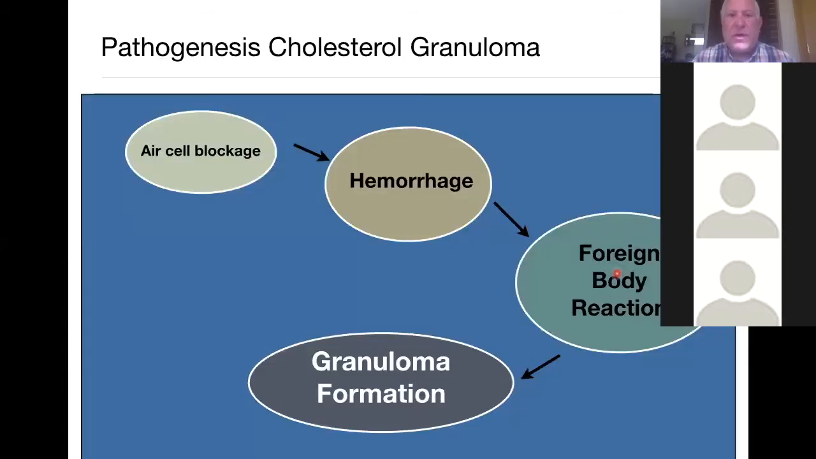And I want to just talk for a second about the pathogenesis of cholesterol granuloma. Basically, there are numerous theories out there, but there has to be some form of at least hemorrhage. Whether it's due to air cell blockage or another etiology, it all results in hemorrhage in the Petrous apex air cell complex, followed by a foreign body reaction, and ultimately the formation of granulation tissue and this motor oil-like fluid. So this is the pathogenesis of cholesterol granuloma.